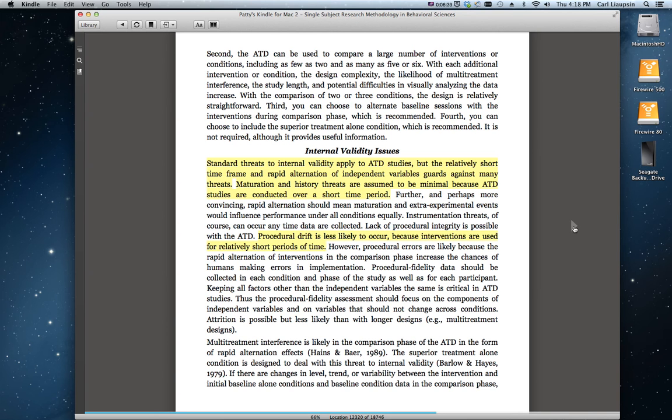Again, these alternating treatments designs do a better job of dealing with some of these threats to history and maturation, because you can make them brief, very brief if you need to. Okay, and hopefully you got less procedural drift and you have less observational drift. So you may get better results if you can keep your studies short. You've got less to follow. You're less likely to have attrition in your study.